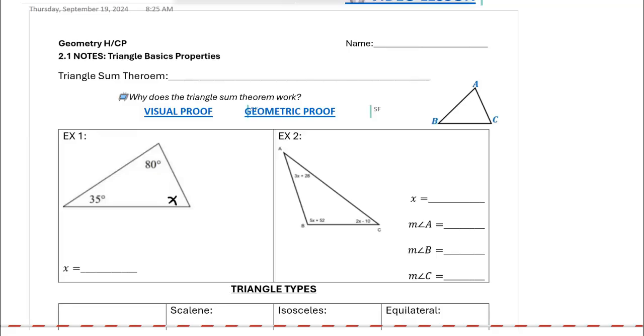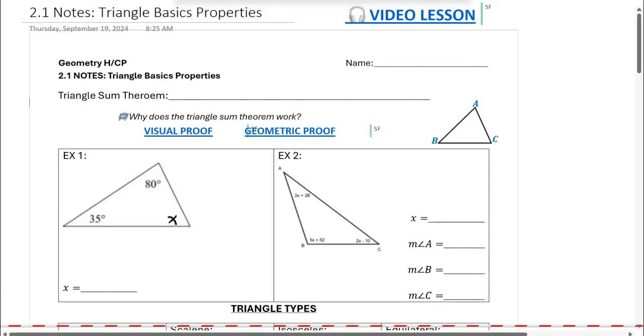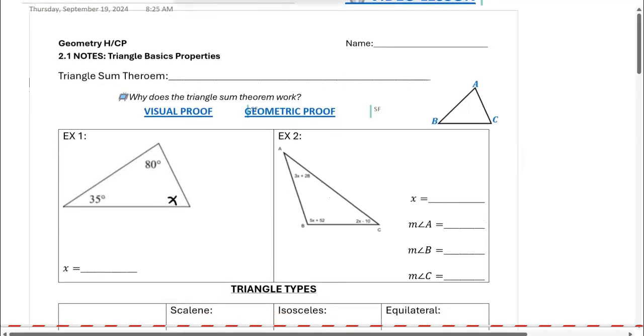Today we're going to look at the 2.1 notes, triangle basics properties. So that's where I am in the OneNote. So let's get started. So, triangle sum theorem.